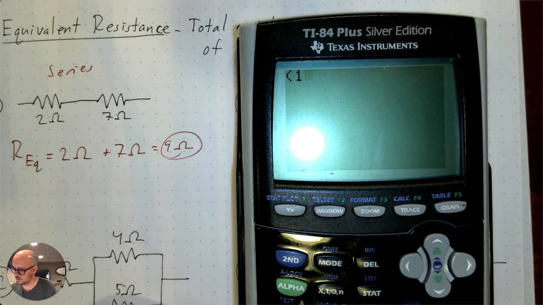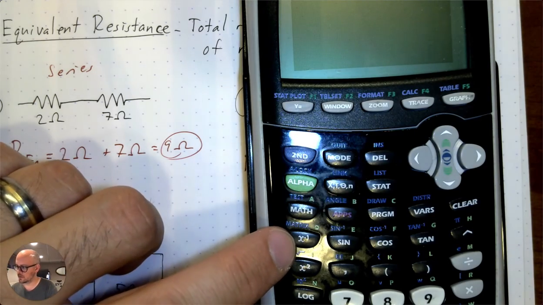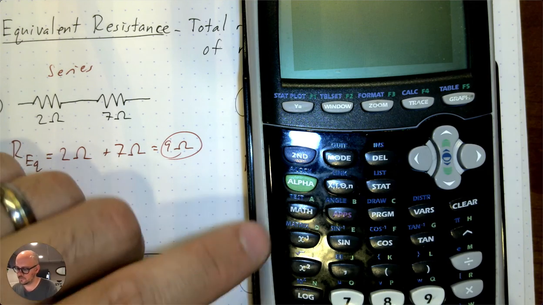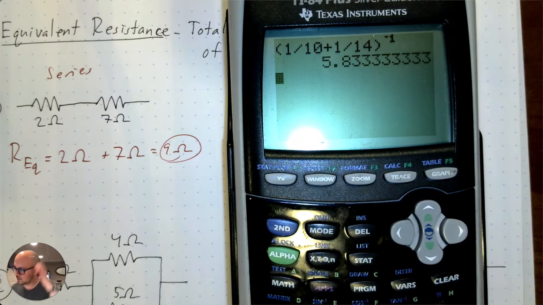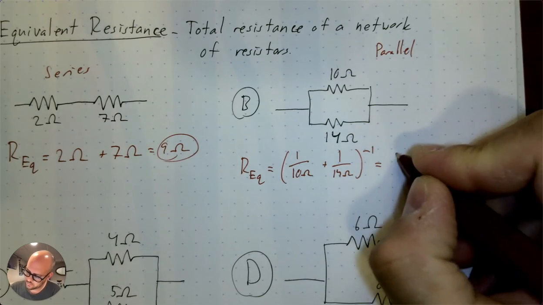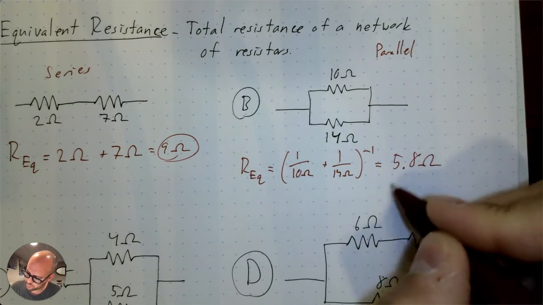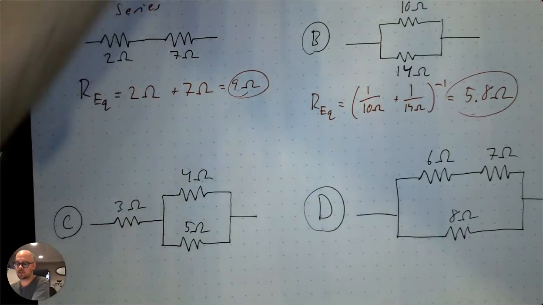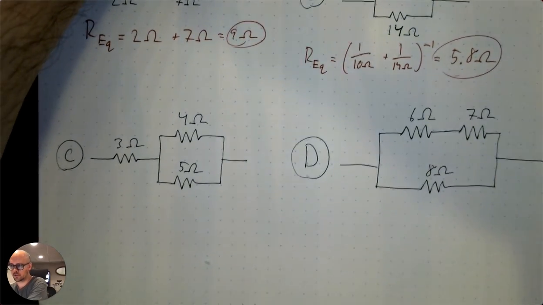So parentheses 1 over 10 plus 1 over 14, end parentheses, and then I just want to take it to the negative first power. So if you have a graphing calculator or scientific calculator, there's an x to the negative first power button, and you push that, and then it gives you the total resistance. If you're doing the parallel circuit resistance rule, you should always get a lower number than your lowest resistor. So I got 5.8 ohms.